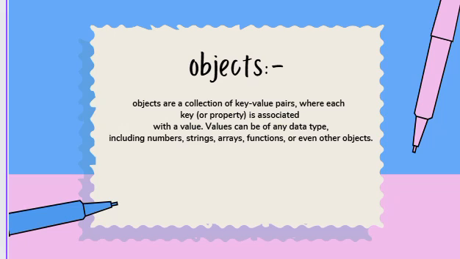The last one in this JavaScript concept is objects. Objects are a collection of key value pairs where each key is associated with a value. A value can be any data type including numbers, strings, arrays, functions or even other objects. The object is a data structure that allows you to store and manage a collection of data as key values. Each key, also known as a property, is a string and each value can be any data type including other objects.